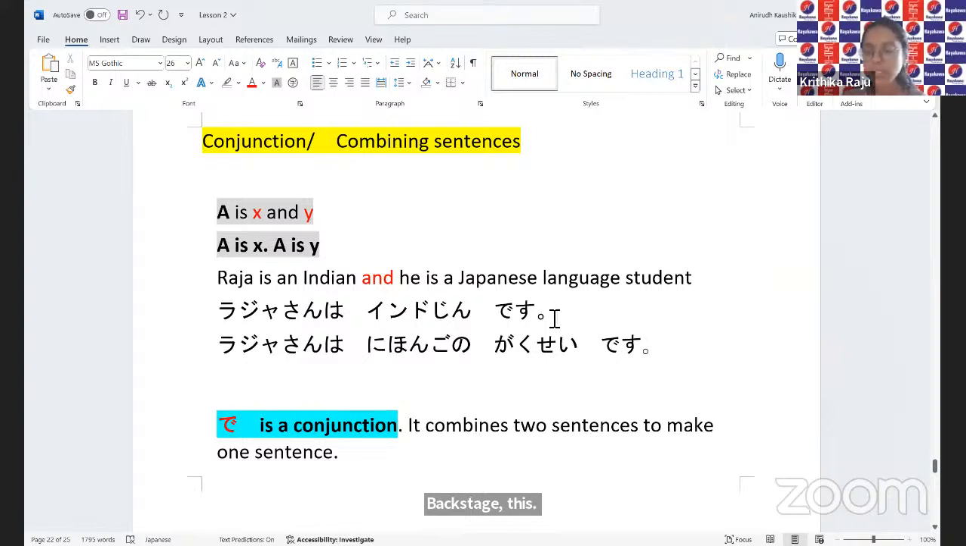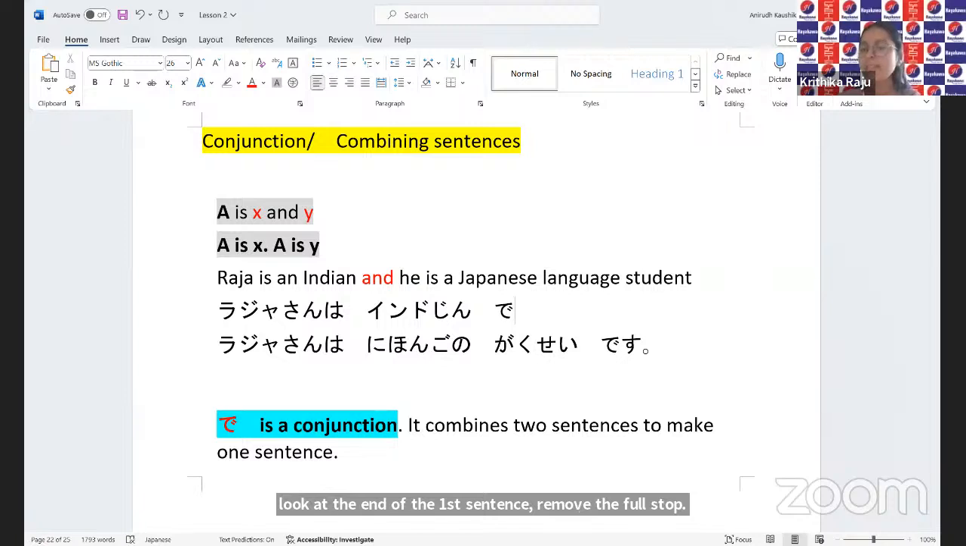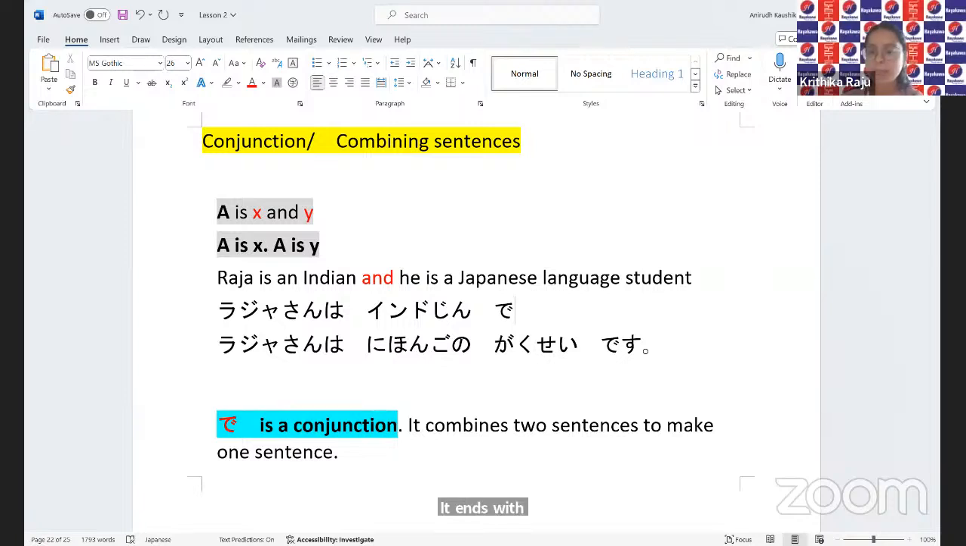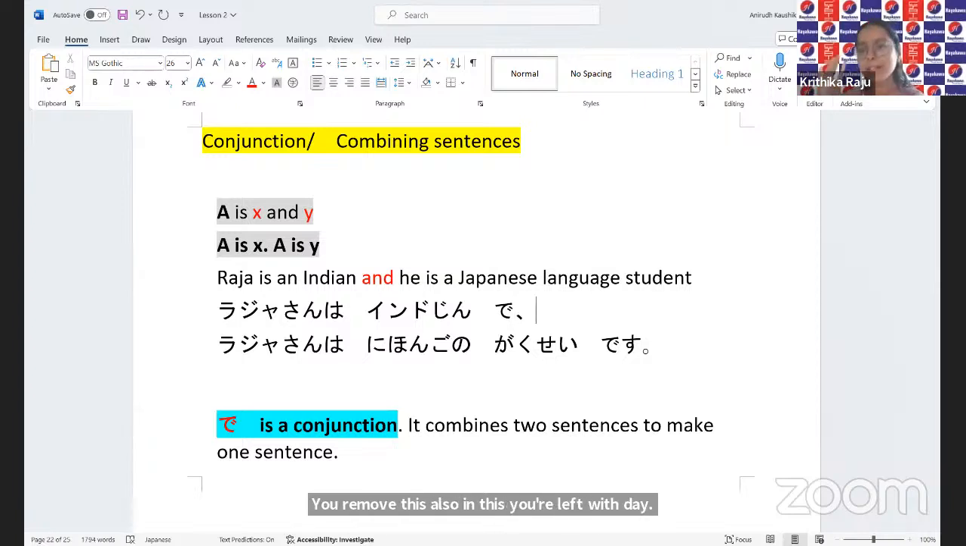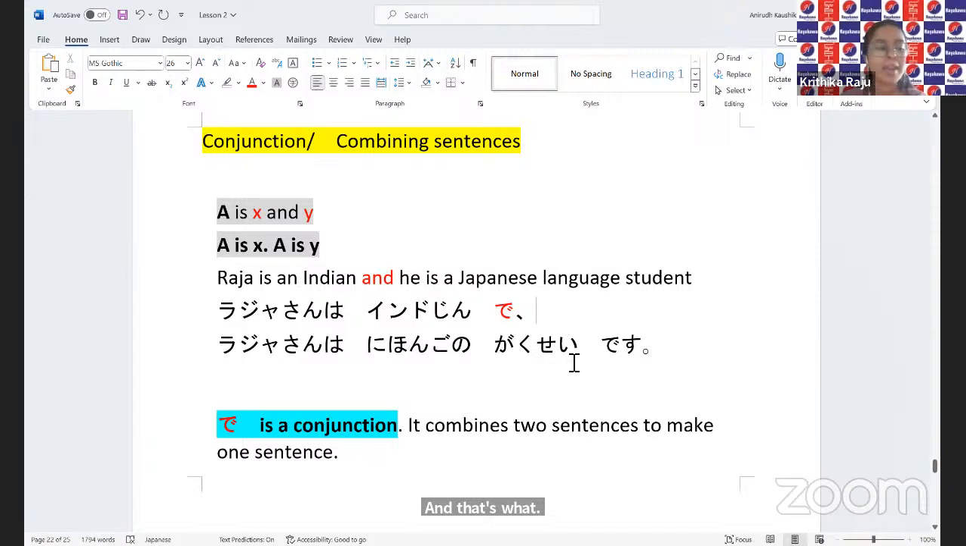Okay, now to make these two sentences one, you look at the end of the first sentence, remove the full stop. It ends with desu, right? You remove the full stop. You remove the su also in this. You're left with de. You stop there. You pause there. So when you pause, it means there's a comma. And that's all. Just the de functions as a conjunction.